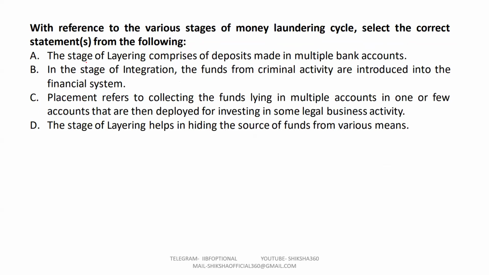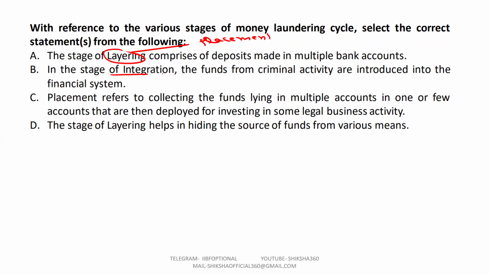Now move to the next one. With reference to the various stages of the money laundering cycle, select the correct statement from the following. The stage of layering basically comprises deposits made in multiple bank accounts. This is not layering. Basically, this is the function of placement.